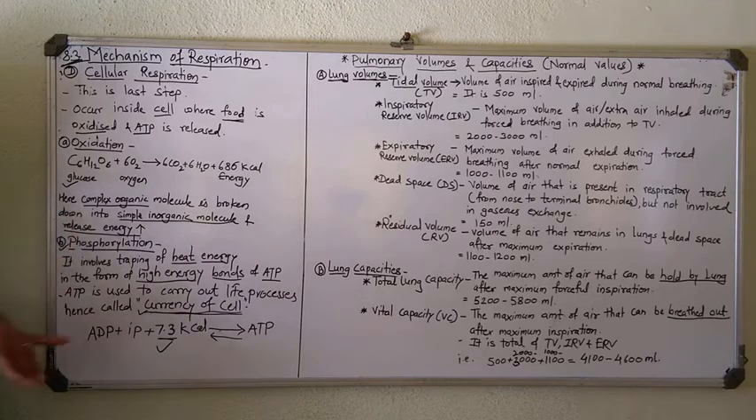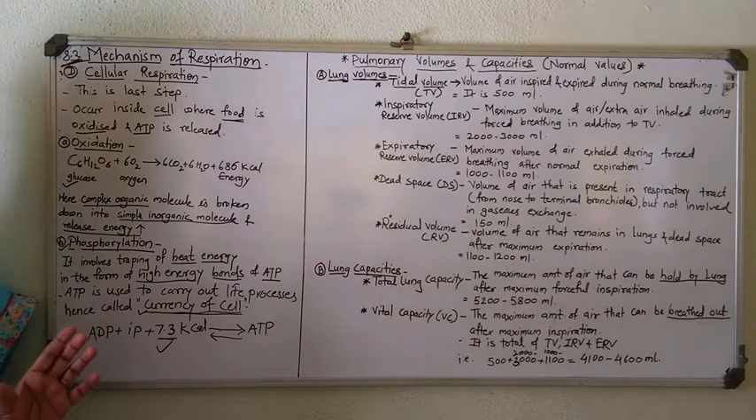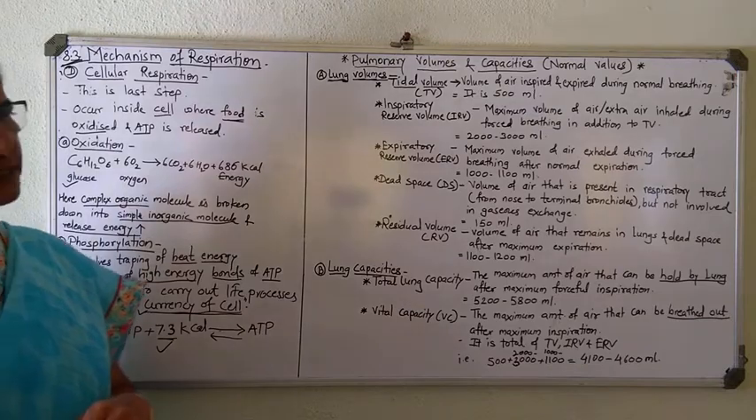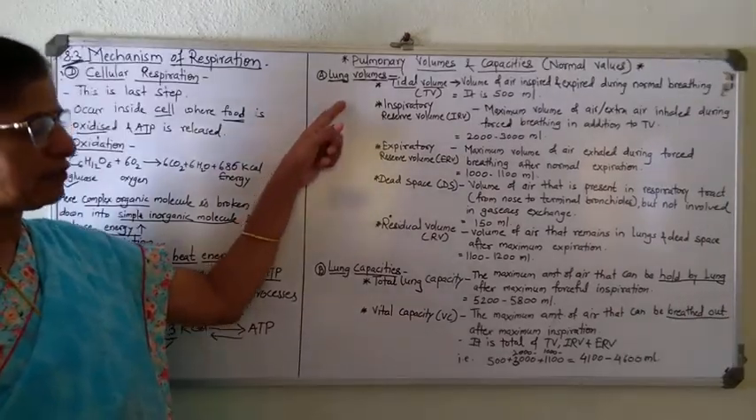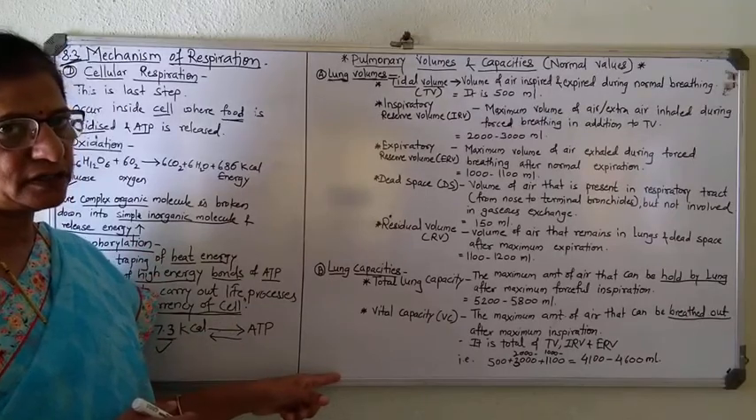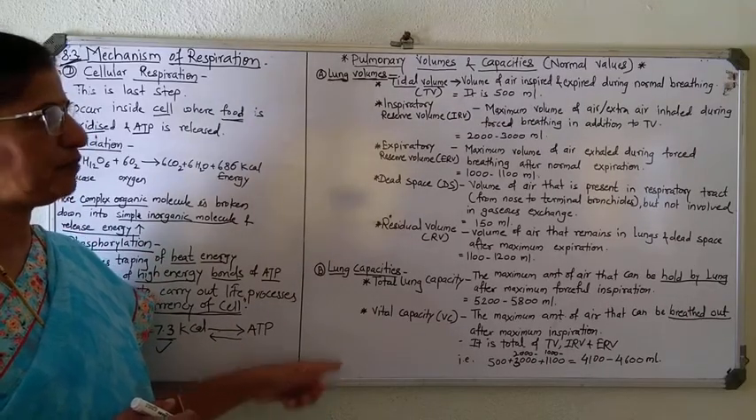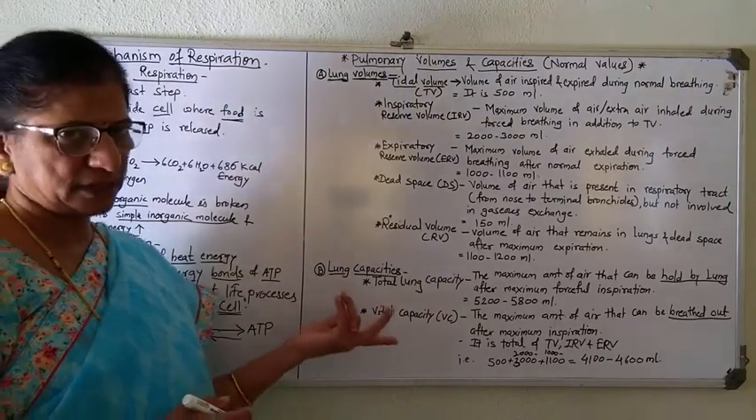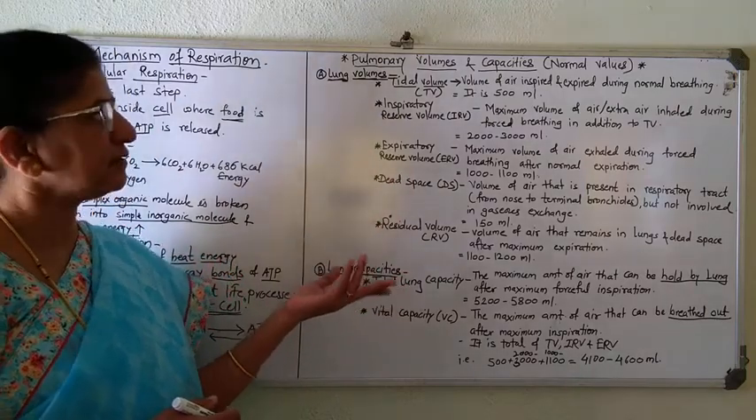Now under this unit in our textbook, in one bracket, some pulmonary volumes and capacities, the normal values, are given. Now these are very much important from the point of view of examination, because all these are 1 mark questions. Maybe asked in MCQ, maybe asked for answering in 1 sentence.